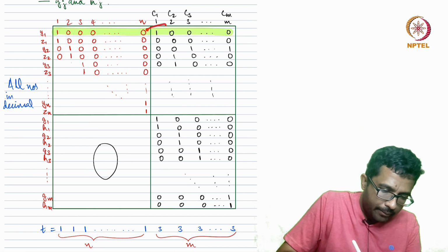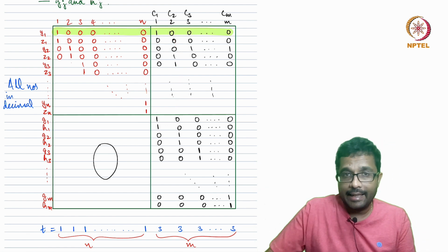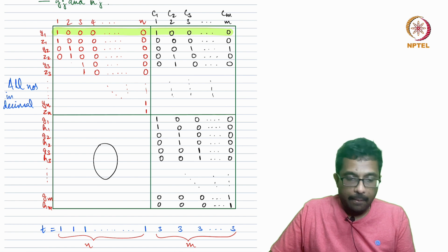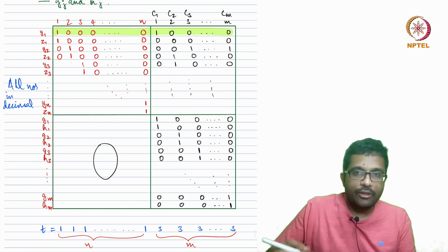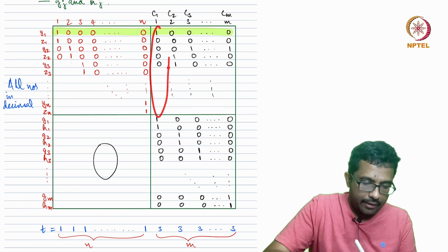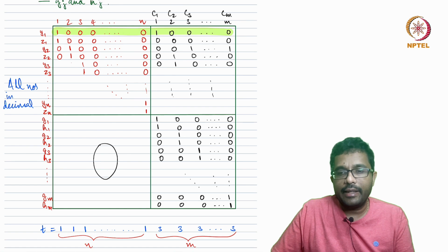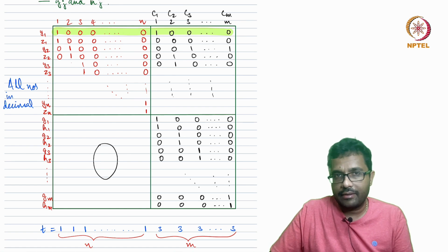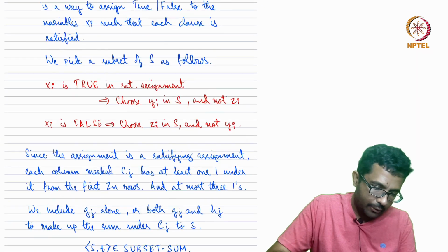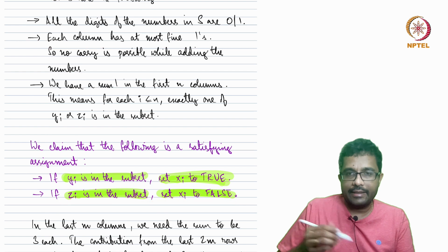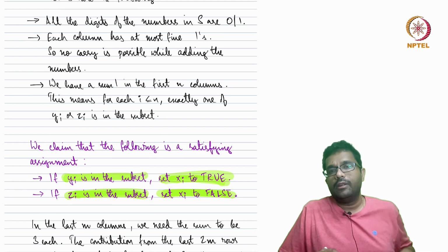Suppose the one from here is going to come from some zi. This means xi complement appears in the clause. And since zi is contributing to this part, we know that the variable xi would have been set to false. That's how we set the value of xi. Since zi is in the subset, we've set xi to false.